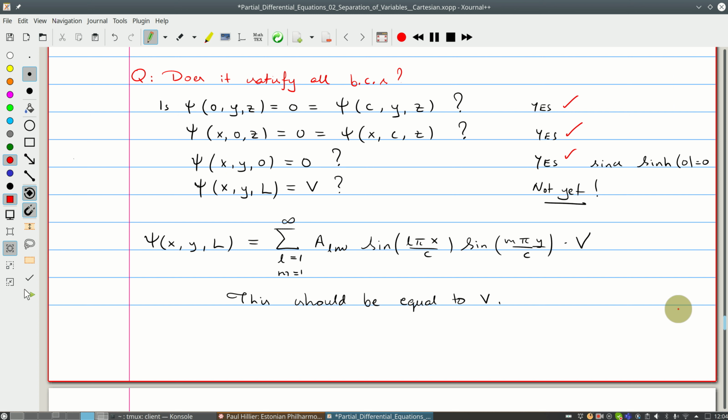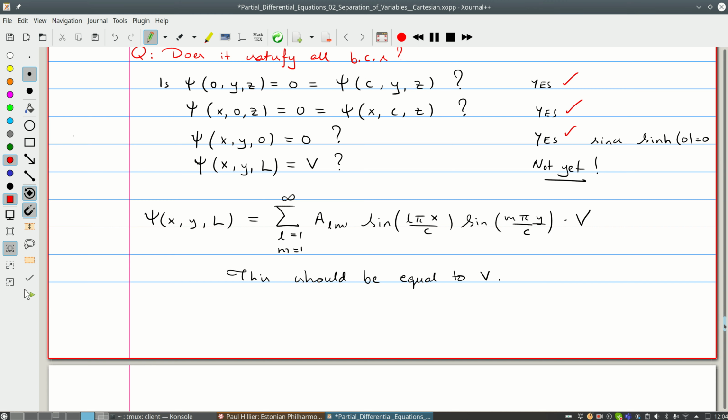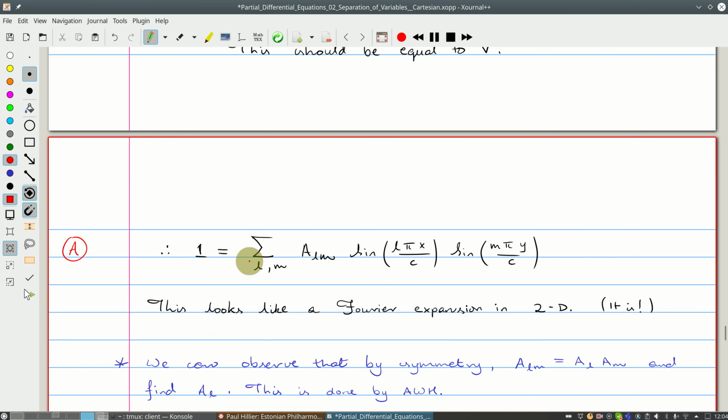So, if we put z is equal to L, what we want is to have this entire sum equal to v. In other words, we can cancel out the v's in the sum and this side, so we have 1 is equal to this sum over here. Now this looks like a Fourier expansion in 2 dimensions, and it is a Fourier expansion in 2 dimensions. So you're going to use exactly those techniques to find these constants a, L, m here.